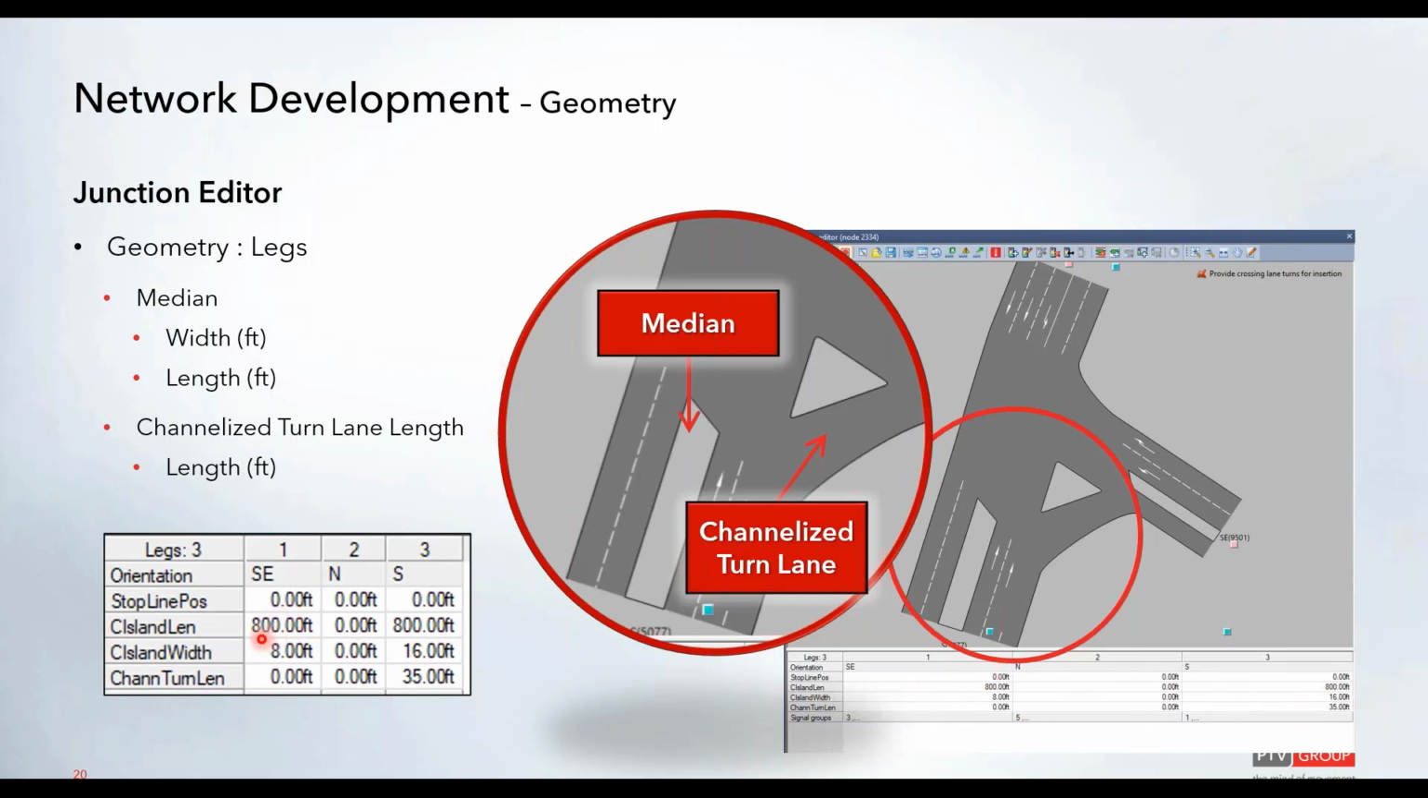As you can see here, I have entered an 8-foot wide median, which is about 800 feet long. And also for one of the other approaches, I have entered a channelized turn lane with a radius of 35 feet, and you're going to see it being visualized up here.